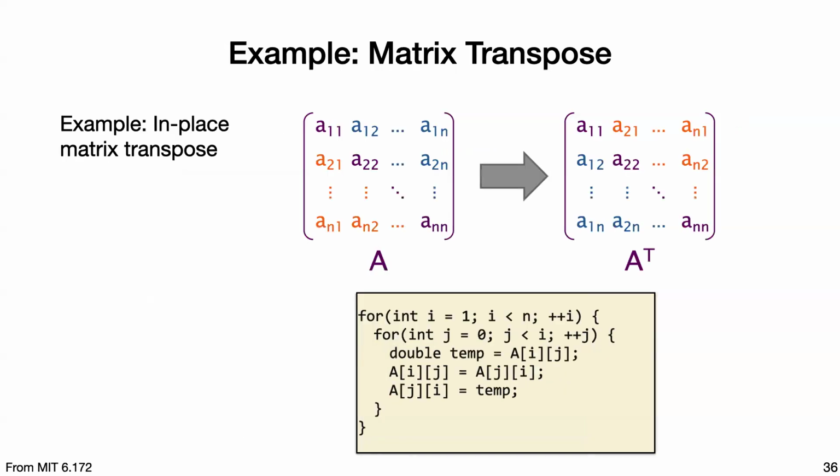Okay. So we're going to do an example. Let's say we want to do matrix transpose, which is where you have a matrix indexed by i and j, and we are going to swap i and j. So the result matrix has j and i swapped in the indices.